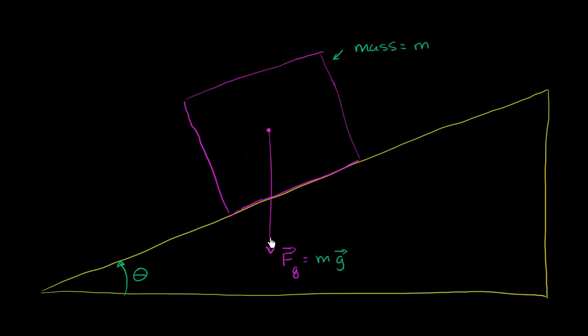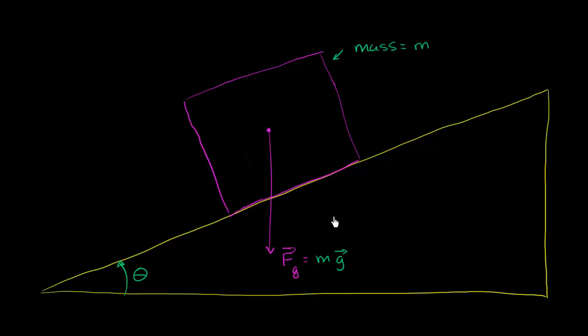Now, what else is going to be happening here? Well, it gets a little bit confusing because you can't really say the normal force is acting directly against this force right over here. Because remember, the normal force acts perpendicular to a surface. So over here, the surface is not perpendicular to the force of gravity. So we have to think about it a little bit differently than we do if this was sitting on level ground.